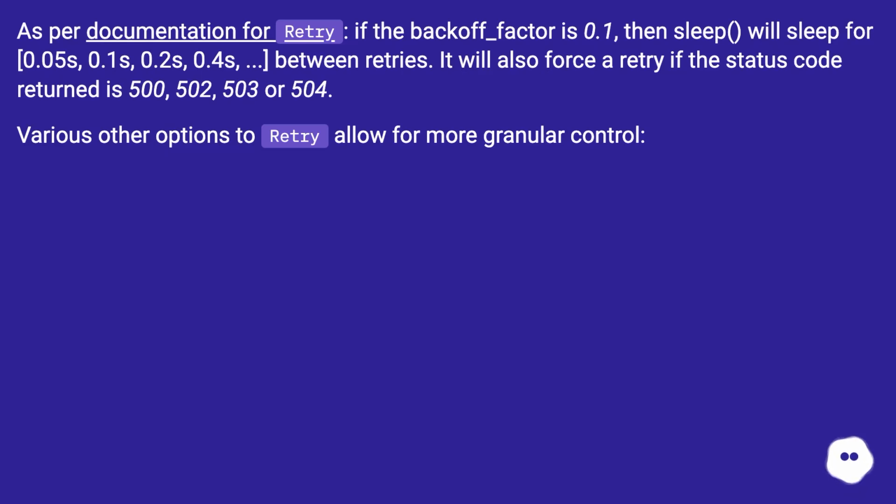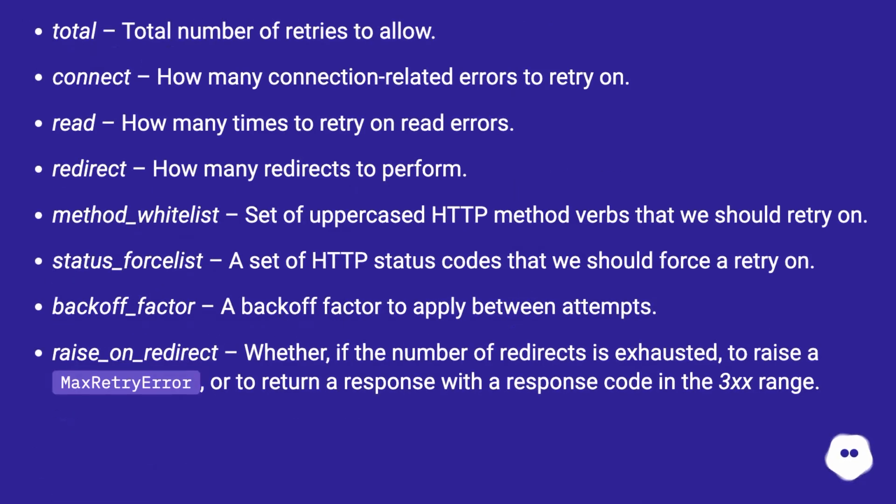Various other options to Retry allow for more granular control. Total, total number of retries to allow. Connect, how many connection-related errors to retry on. Read, how many times to retry on read errors. Redirect, how many redirects to perform. Method_whitelist, set of uppercased HTTP method verbs that we should retry on.